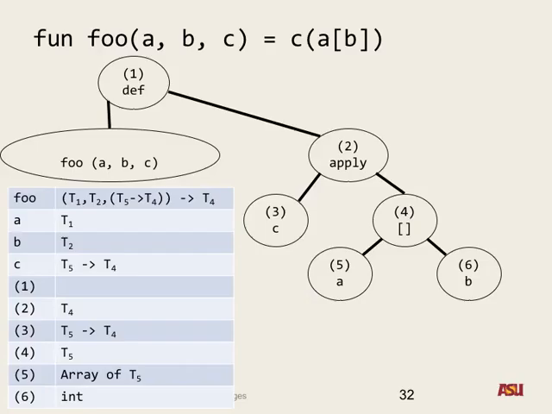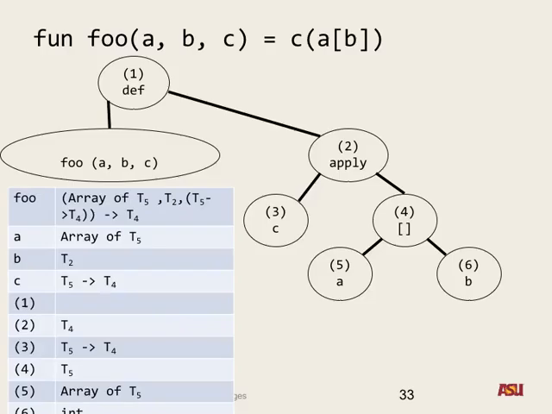So now we look at node 5, right? Now we know, okay, A, which is T1, must be the same thing as array of T5. So which one of those is more specific? Array of T5. Array of T5, right? So now we're going to replace everywhere T1 with array of T5.